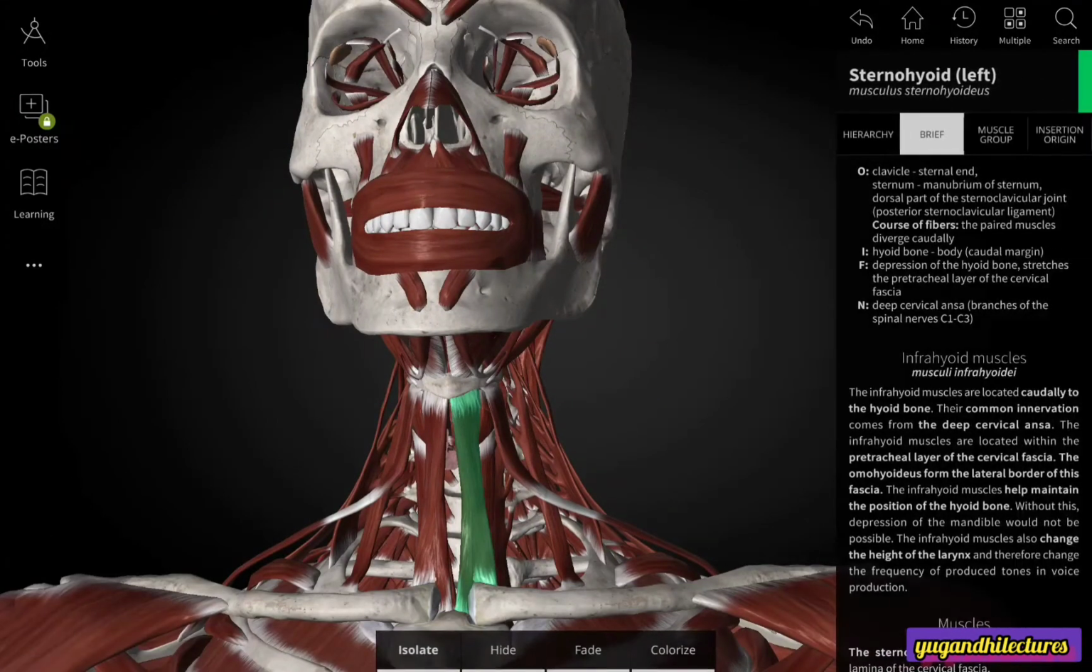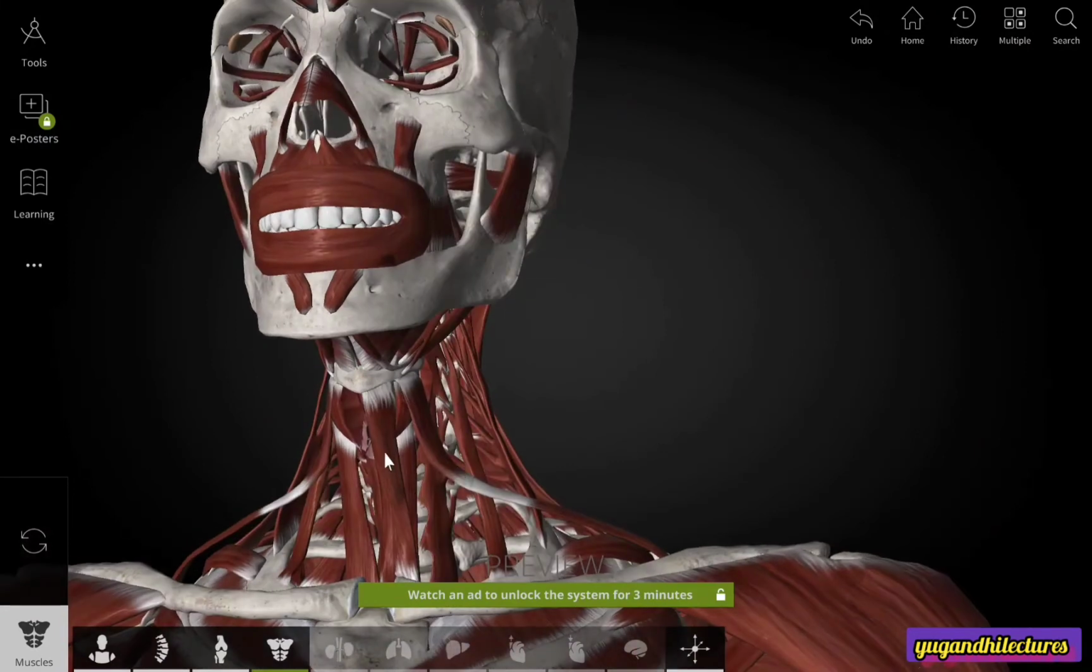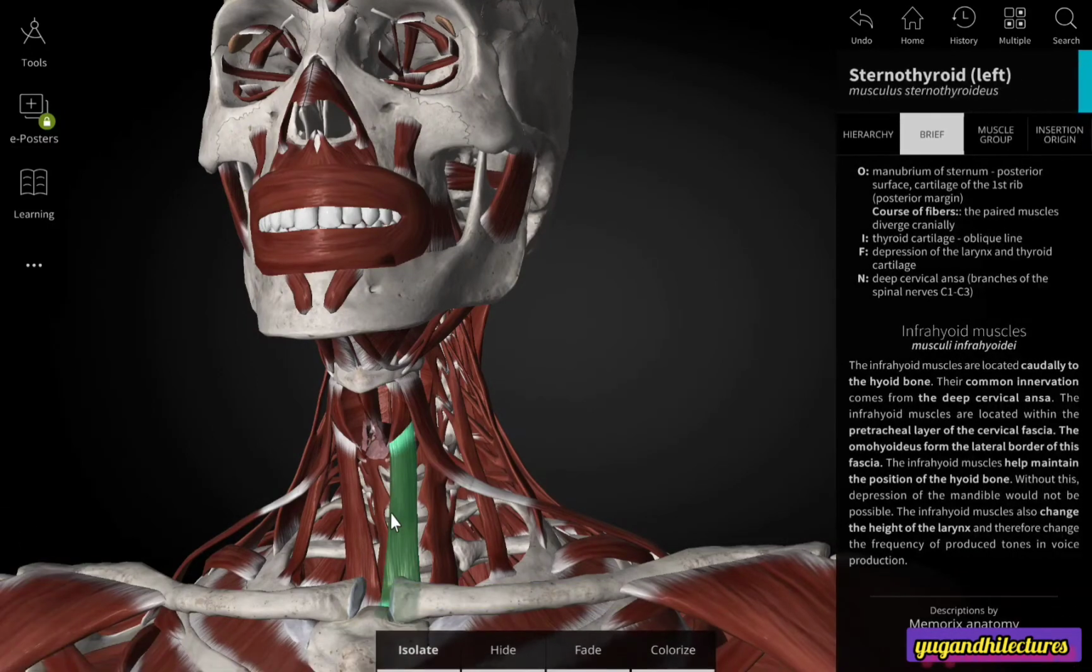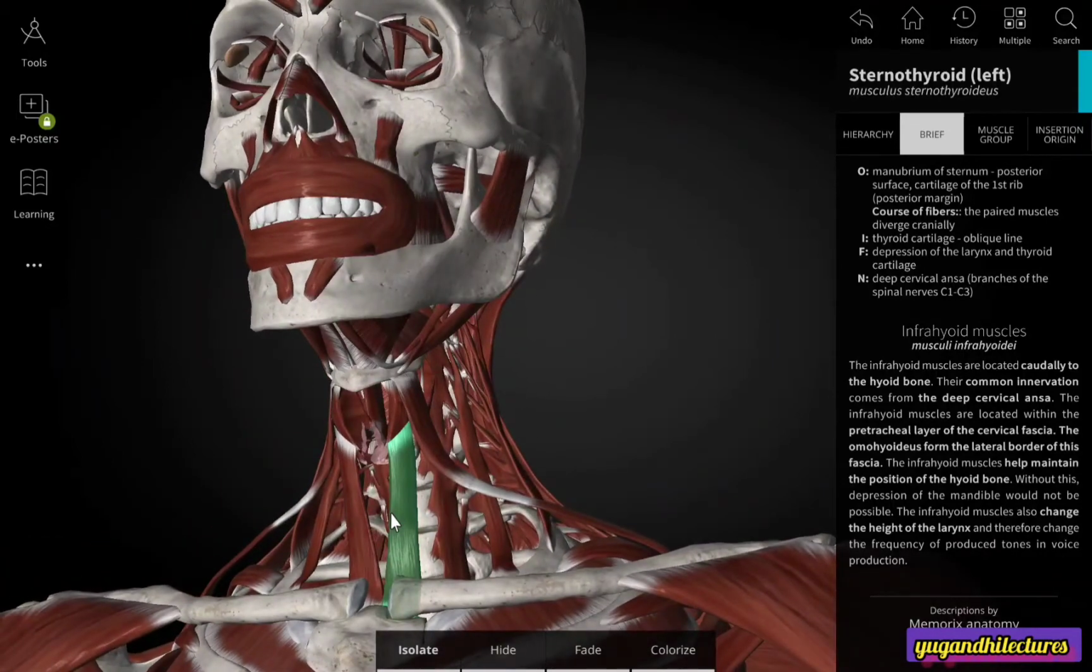So the second muscle we are going to look through is the sternothyroid muscle. By the name itself, you can come to a conclusion that the muscle is attached to the sternum as well as to the thyroid cartilage. I am hiding the sternohyoid muscle so that there may be a clear view of the sternothyroid muscle. So here you can see the sternothyroid muscle. Let us take a look through its origin and insertion.